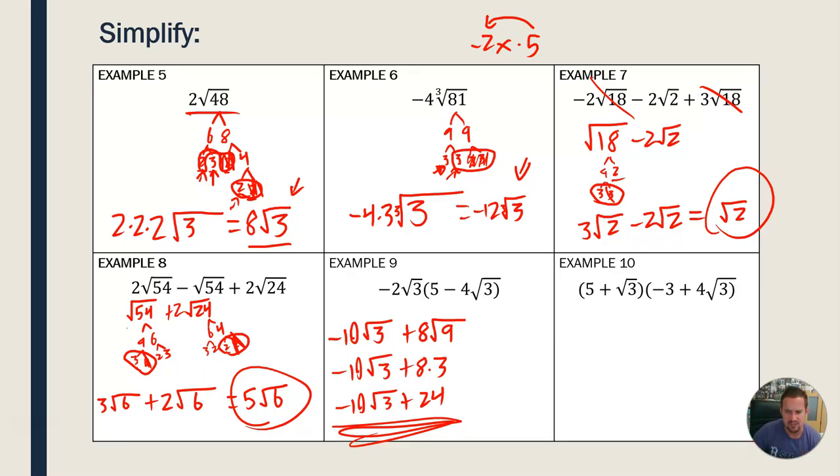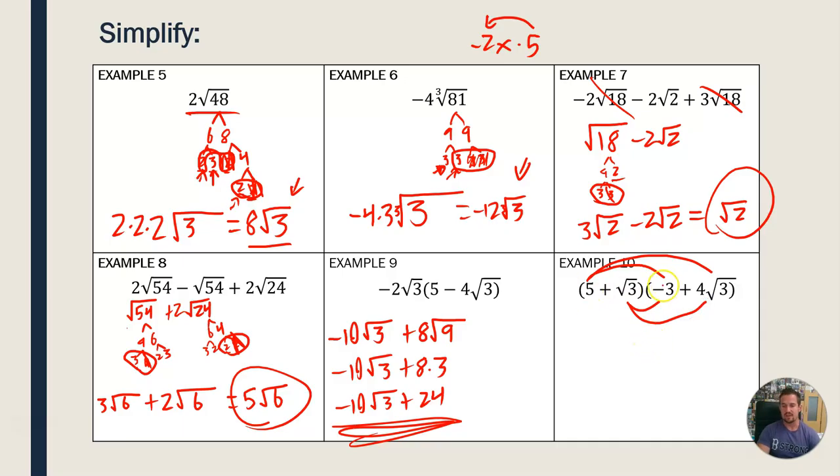Let's do another multiplication example so we can get some more practice. In example number 10, I have 5 plus the square root of 3 times negative 3 plus 4 times the square root of 3. So I'm going to have to distribute in this problem: 5 times negative 3, 5 times 4 square root of 3, and then square root of 3 times negative 3, and the square root of 3 times 4 square root of 3.